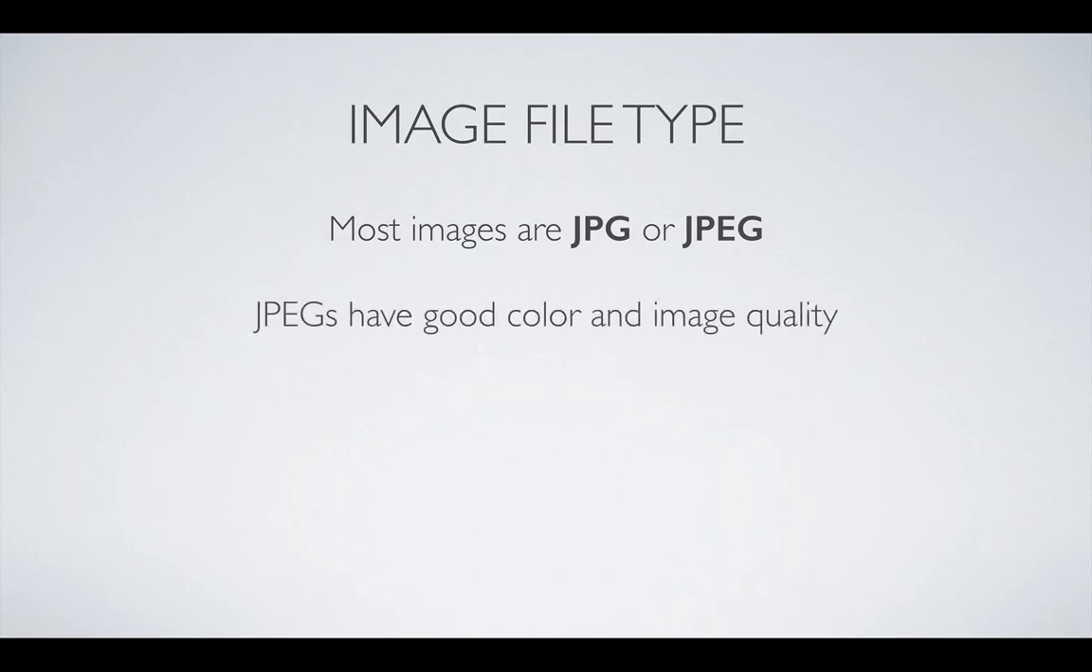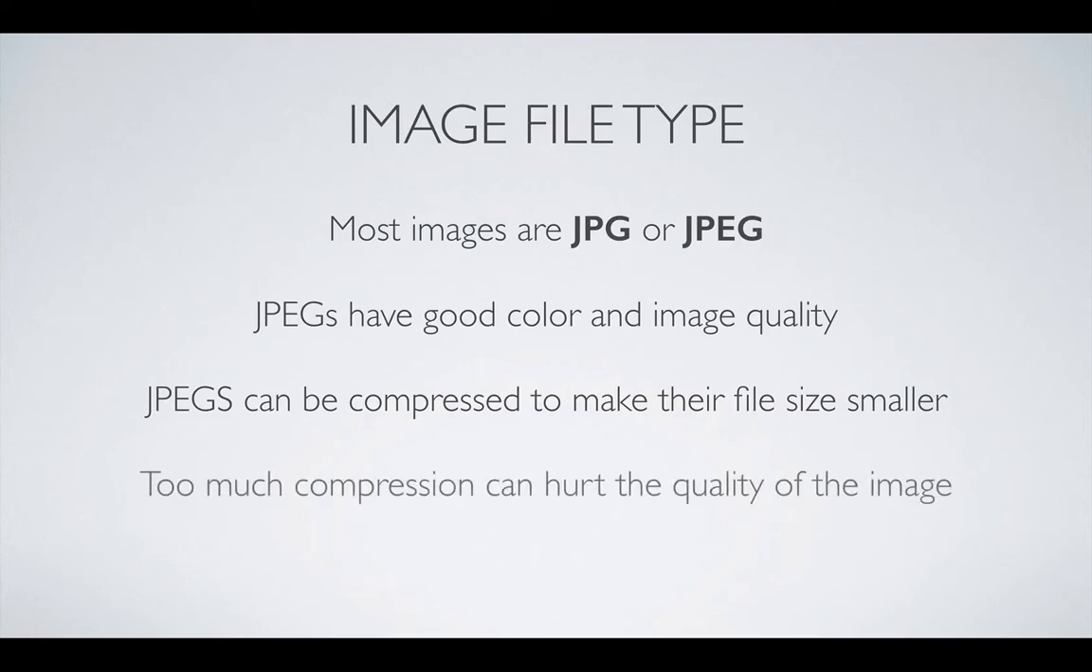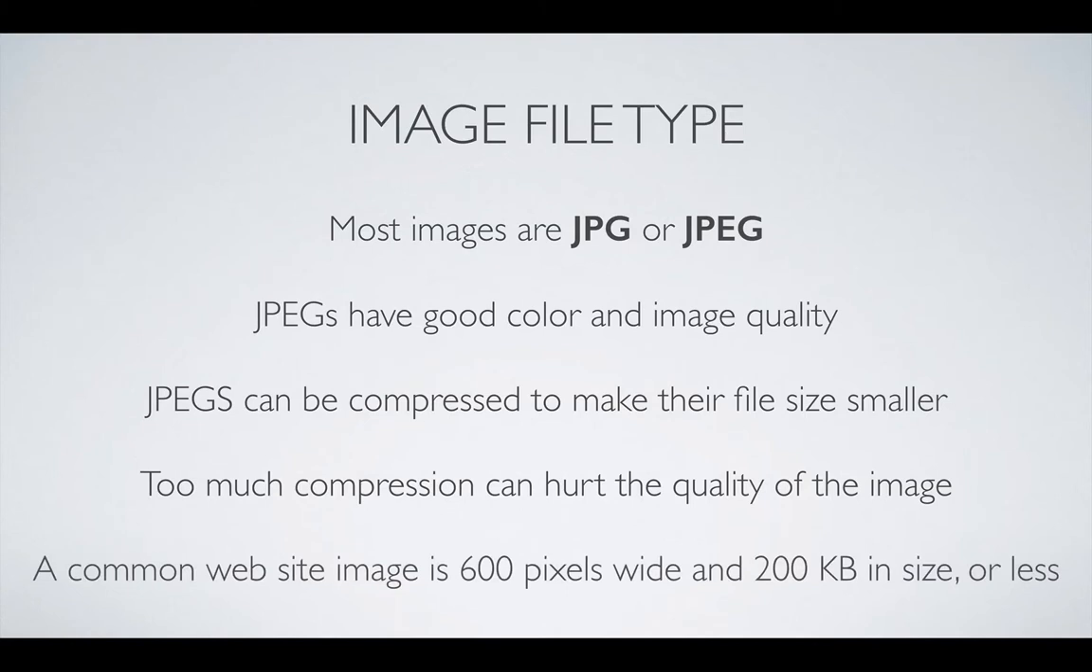Next is the image file type. Most images are JPEG, sometimes spelled JPG or JPEG. JPEGs have good color and image quality. JPEGs can also be compressed to make their file size smaller. Too much compression, however, can hurt the quality of the image. Remember that a common website image might be at most 600 pixels wide and 200 kilobytes in size. It's probably less than that unless the image is shown all by itself at a very large size.